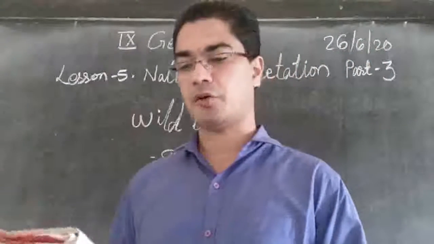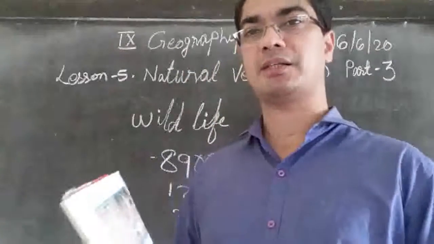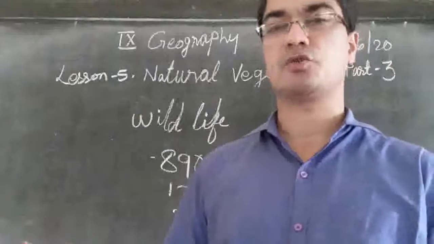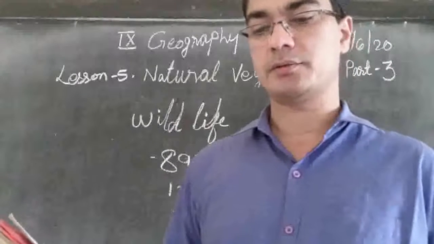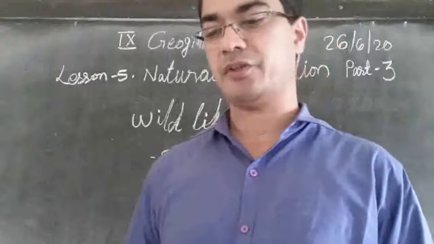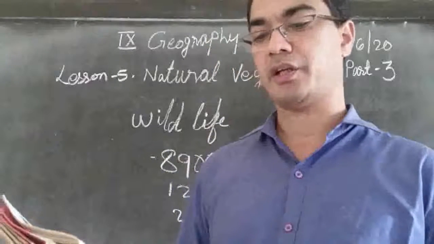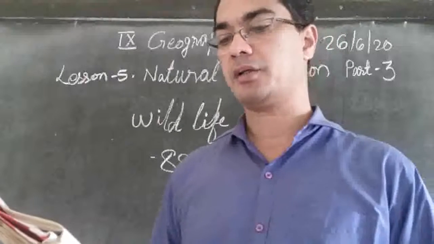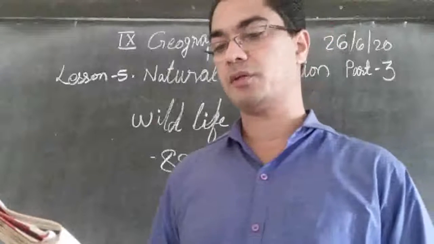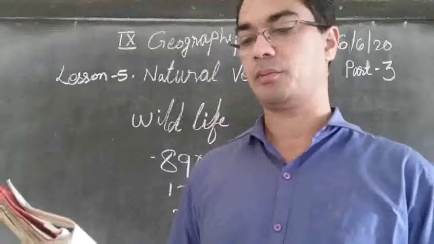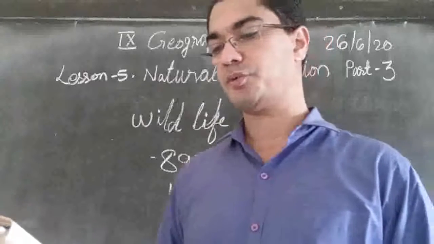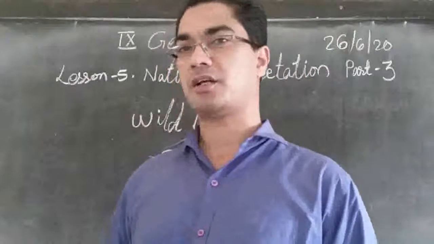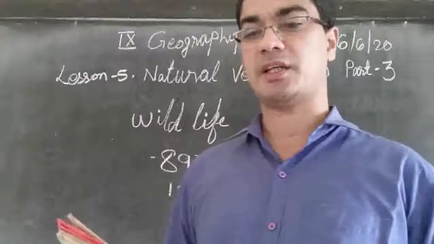Then we said we have 14 biosphere reserves. The government has started 14 biosphere reserves. The names are given here. What are they? One is Sundarbans, then Gulf of Mannar, the Nilgiris, Nanda Devi, Nokrek, Great Nicobar, Manas, Simlipal, Dibang, Dibru-Saikhowa, Agasthyamalai, Kanchenjunga, Pachmarhi, Achanakmar, Amarkantak. These are the 14 biosphere reserves that are in India.